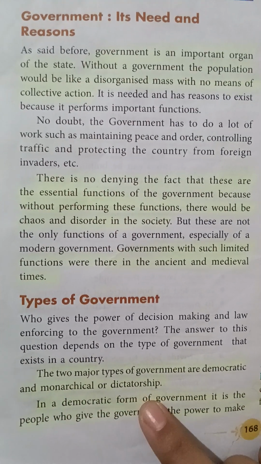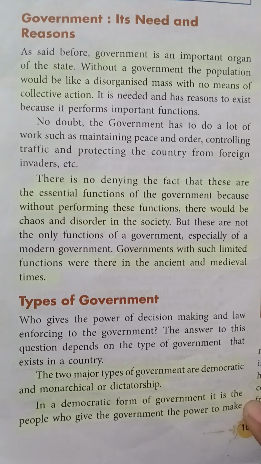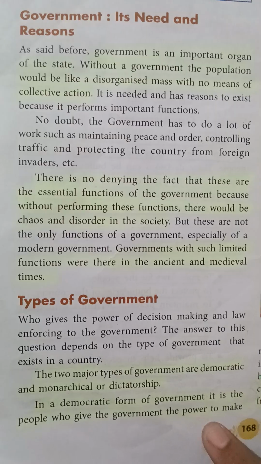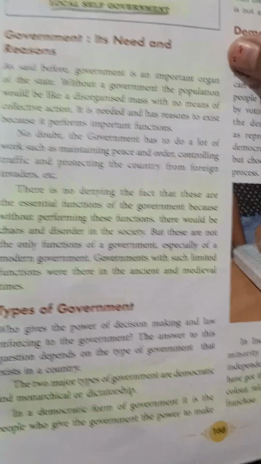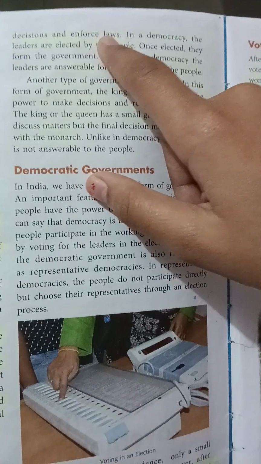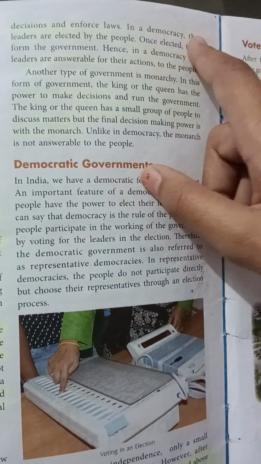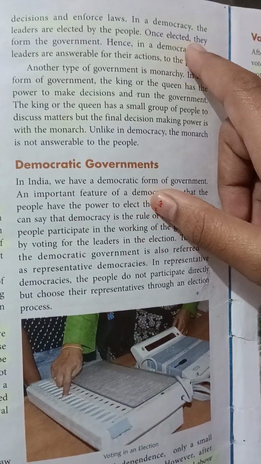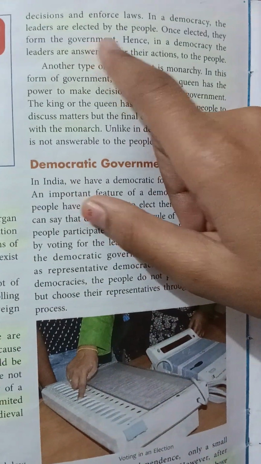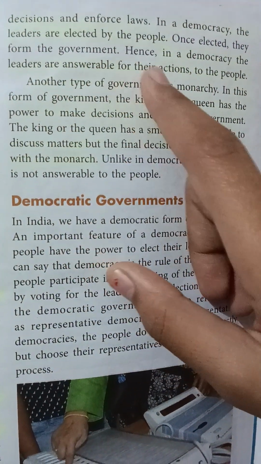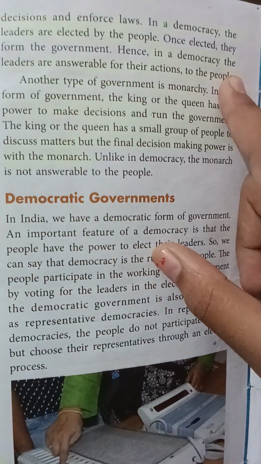In a democratic form of government, it is the people who give the government the power to make decisions and enforce laws. In a democracy, the leaders are elected by the people. Once elected, they form the government. Hence, in a democracy, the leaders are answerable for their actions to the people.